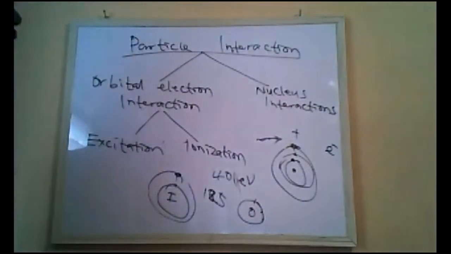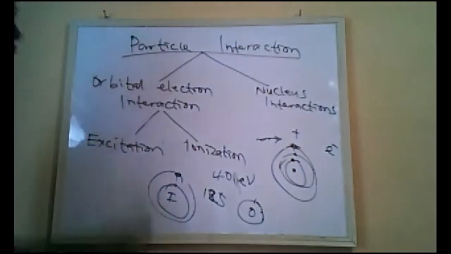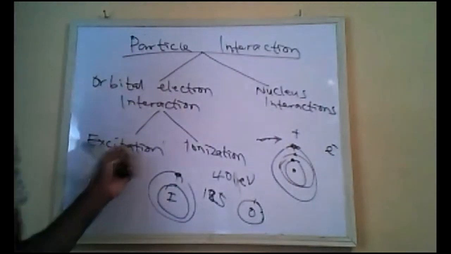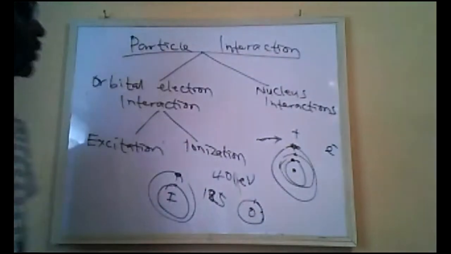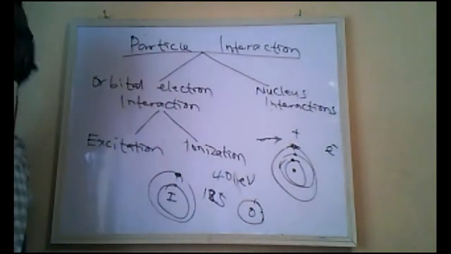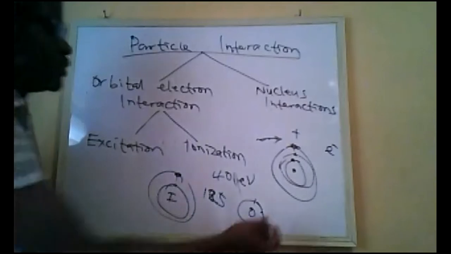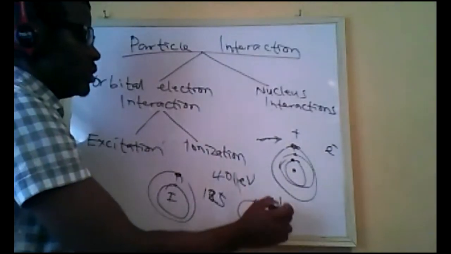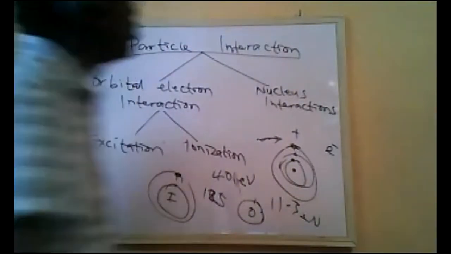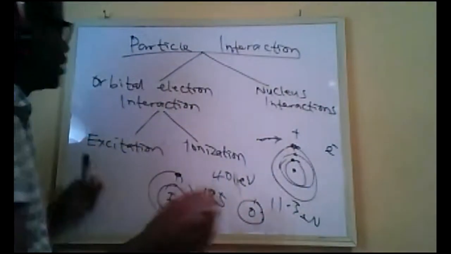40 electron volts is about the point at which the two contributions will be roughly the same. But if the energy is so low, below 40 electron volts, then excitation predominates. Whereas for high electron energy, ionization predominates, because for soft tissue the binding energy is just around 11.2 electron volts, and so on. So this is about orbital electron interaction.